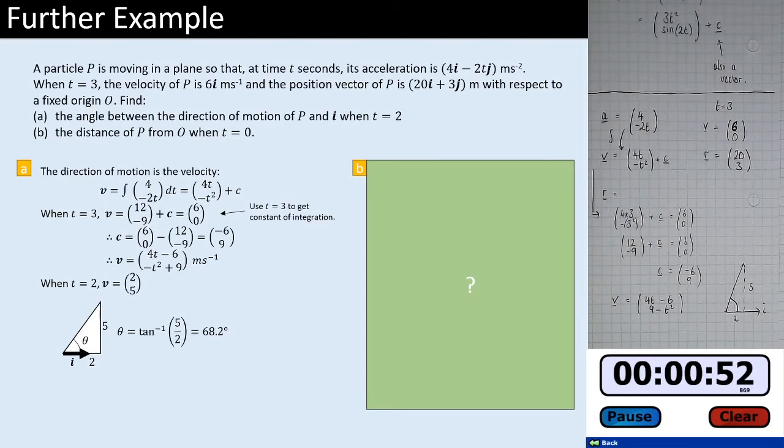Remember to make sure that you substitute the right information in the right places. So we're using the t equals 3 information to find our constant of integration. And then we're using the t equals 0 stuff to find out the answer of our question.